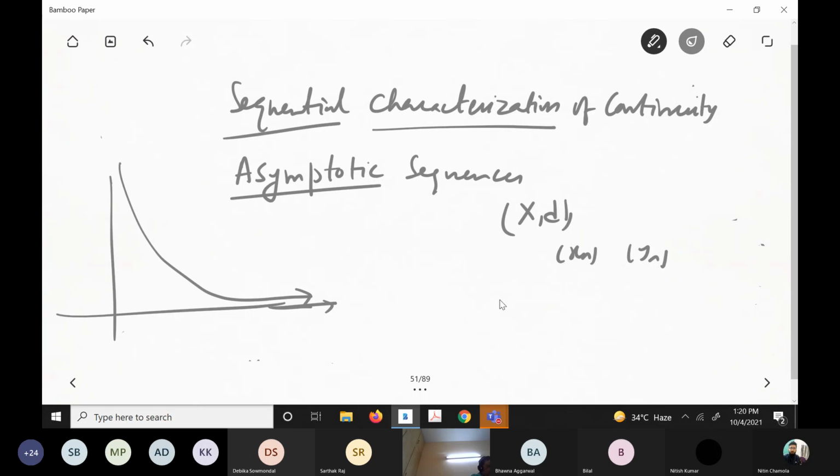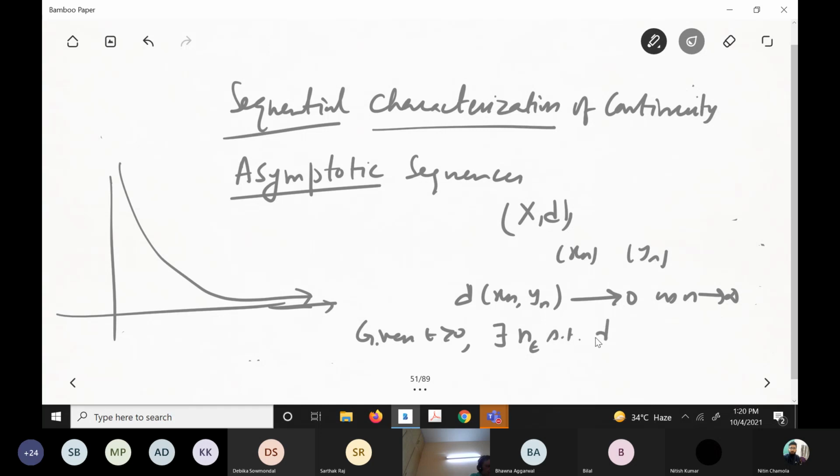That means, if you have this, a real sequence, given epsilon greater than 0, there exists an n_epsilon, which will depend on epsilon, such that d(x_n, y_n) is less than epsilon for all n greater than or equal to n_epsilon. It's called an asymptotic sequence. Okay, right? Of course, if they are the same sequence, that will be true.